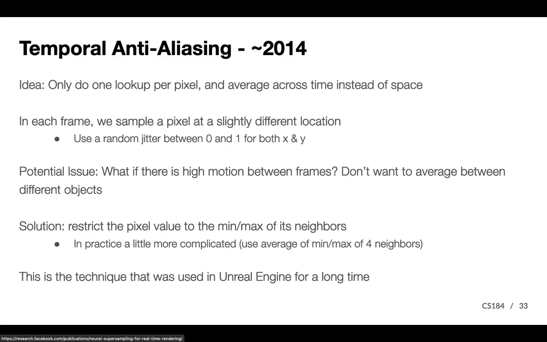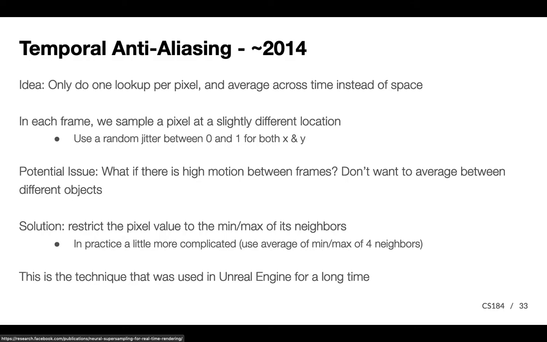Okay, but there is a potential issue here. What if there's high motion between frames? For example, some object is in the frame one second and gone out of the frame the next second. We don't want the color from that object to keep being averaged into our pixels. It'll make it look like a ghost sometimes, like it's slowly disappearing. It can make our image worse than if we had just done no anti-aliasing. So that's a potential issue.